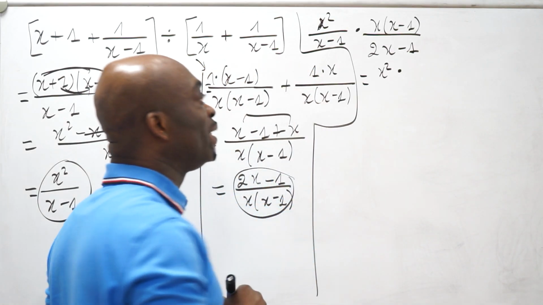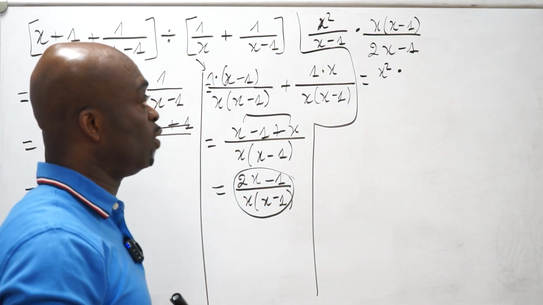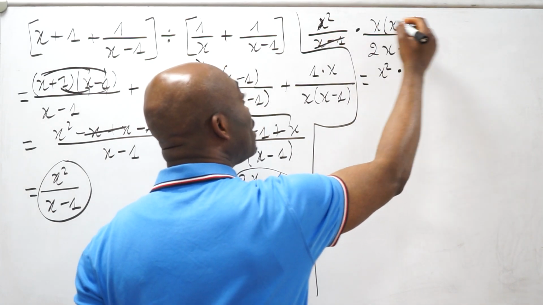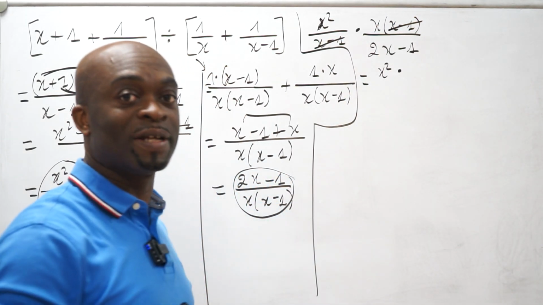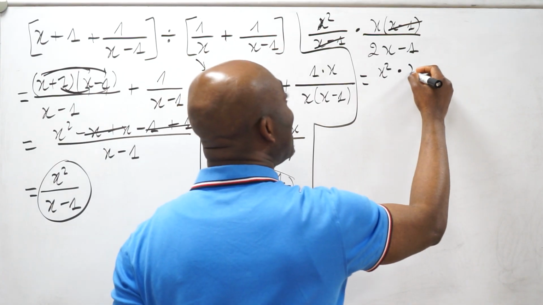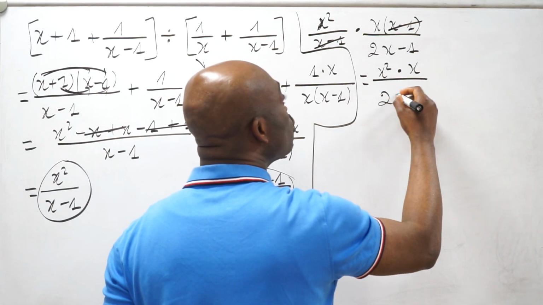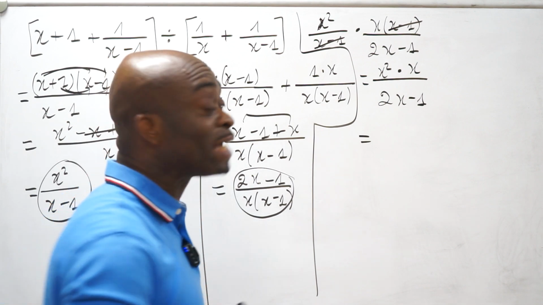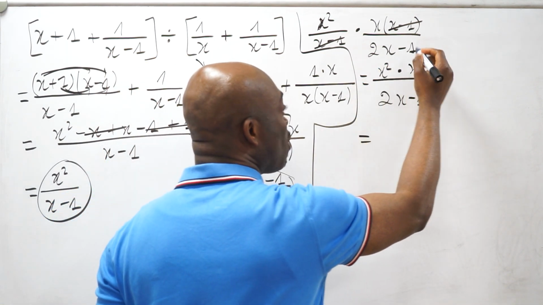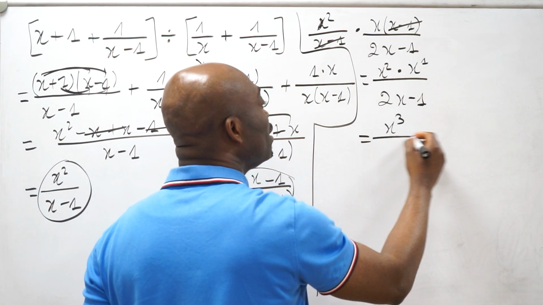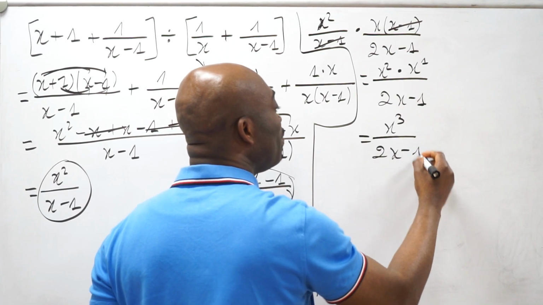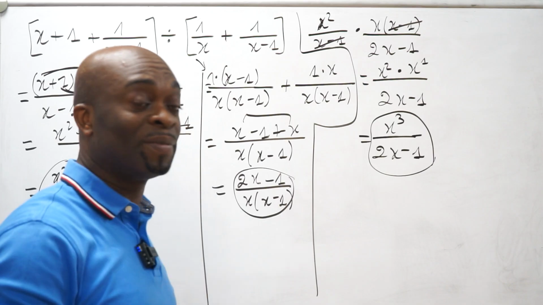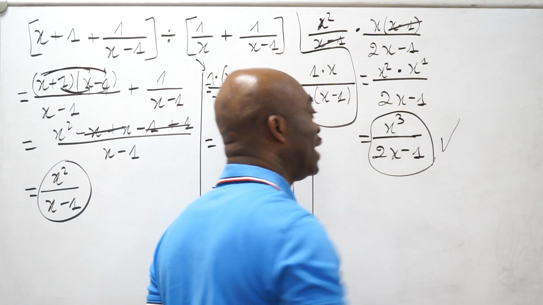What's happening here, ladies and gentlemen, is that we can do something here also. We have x - 1 at the top and x - 1 at the bottom, so we can cross them out. So we end up with x times x on top over 2x - 1. And what is x times x? x squared times x to the power 1, x to the power 3, over 2x - 1. Ladies and gentlemen, you are finished with your problem. This is your final answer.